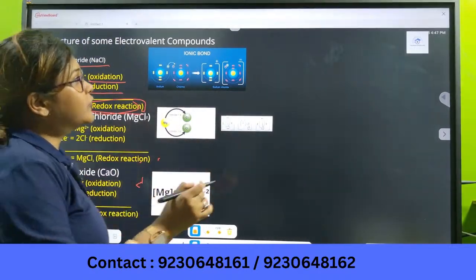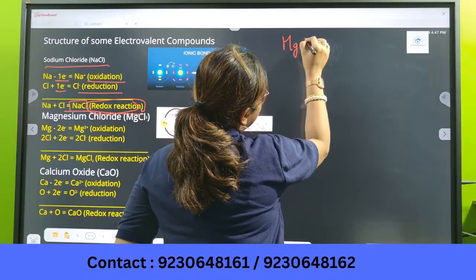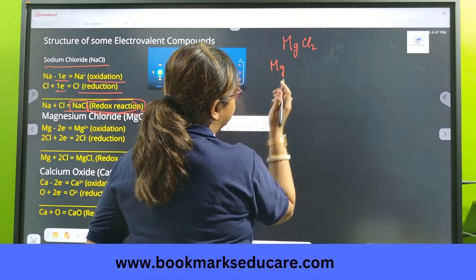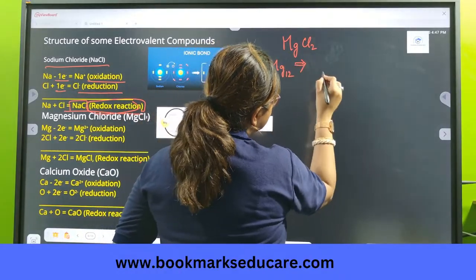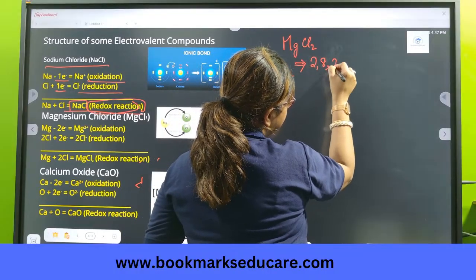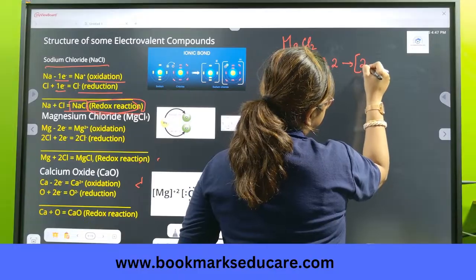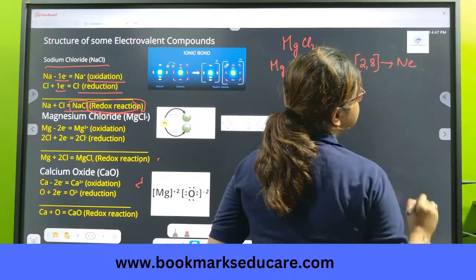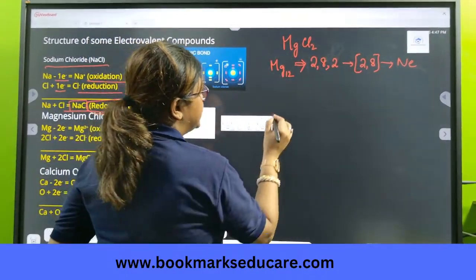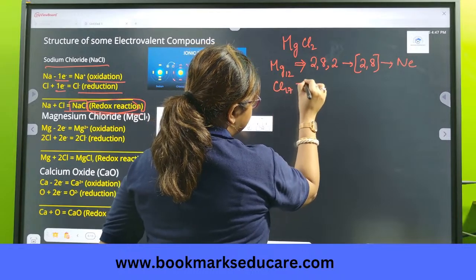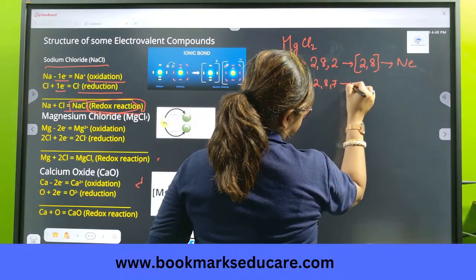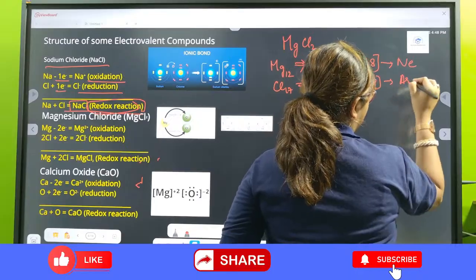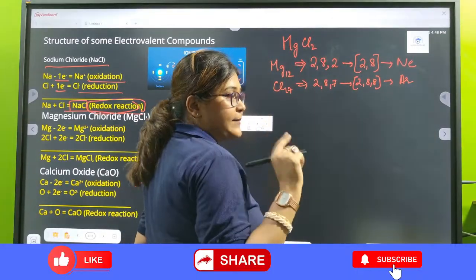Now coming over to the next compound, which is magnesium chloride. Magnesium has an atomic number of 12, so its electronic configuration is 2, 8, 2. This will also try to follow the octet rule by giving up 2 electrons to reach the nearest noble gas configuration, neon. Chlorine again is 17, 2, 8, 7, so this will become 2, 8, 8, that of argon. So chlorine will accept 1 electron.